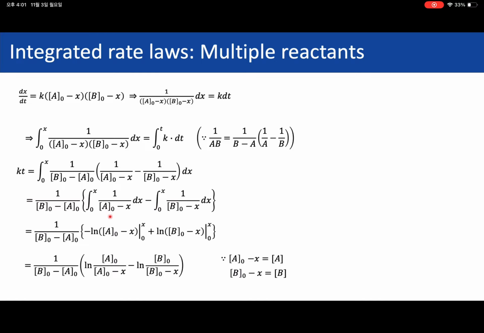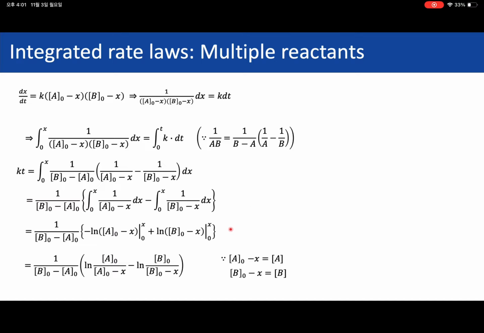Integrating 1 over (A0 minus x) gives the negative log of (A0 minus x), and we are integrating from 0 to x. Similarly here, we are integrating from 0 to x. We have this negative sign because there is a negative in front of this x. So if we plug in this x here and the 0 here, we can rewrite the equation in this form.